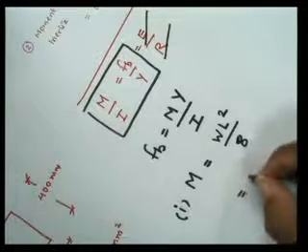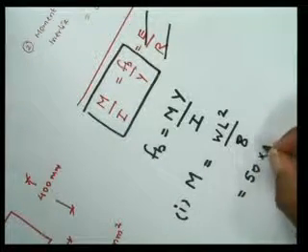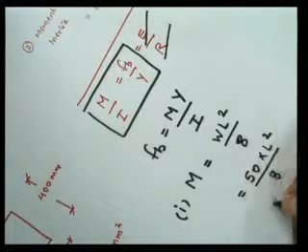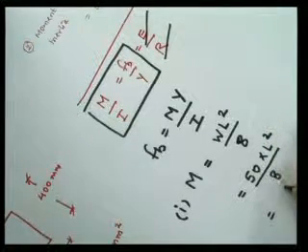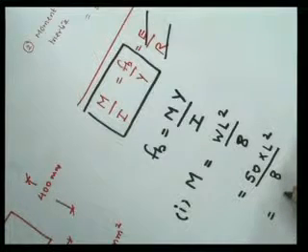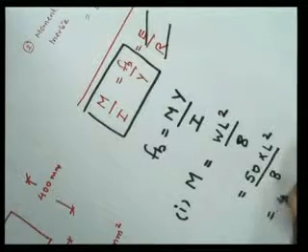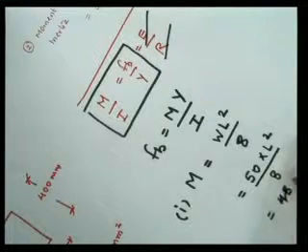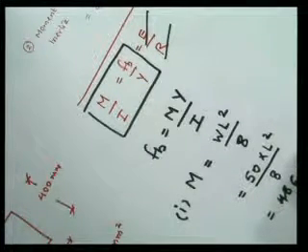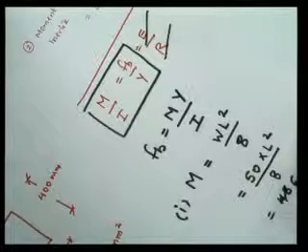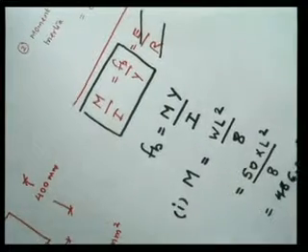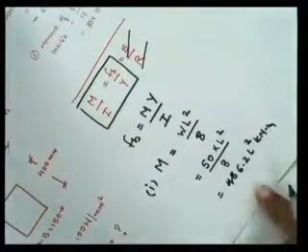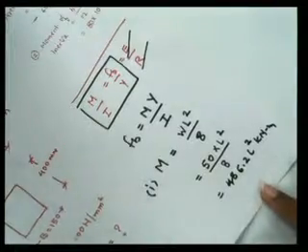Now W, we know what is W, given 50. L square we don't know, and upon 8. So 8 4s are 32, 8 6s are 48. Right? So we can say that M is 6.2 L square kilonewton meters. Okay, so we have 6.2 L square kilonewton meters as our bending moment.